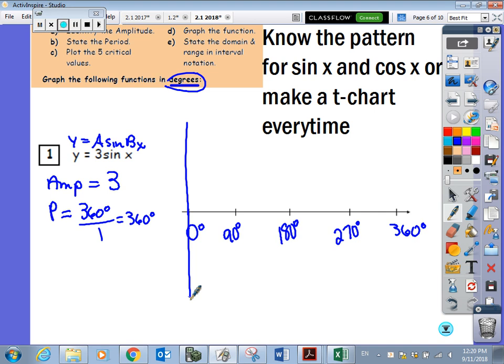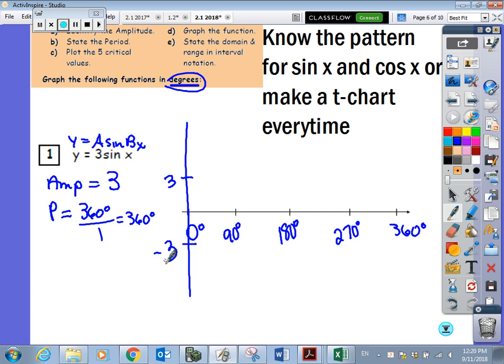Since our amplitude is 3, we know we're going to go up 3 and down 3. We can go ahead and label that. Now, two things right here. You can know the pattern. If you don't know the pattern, then you've got to use the T-chart. It is completely up to you. But if you do everything, you'll start to see that these graphs look the same over and over again. And if you know the pattern, it's going to be super easy. Usually, students do very well in this unit.